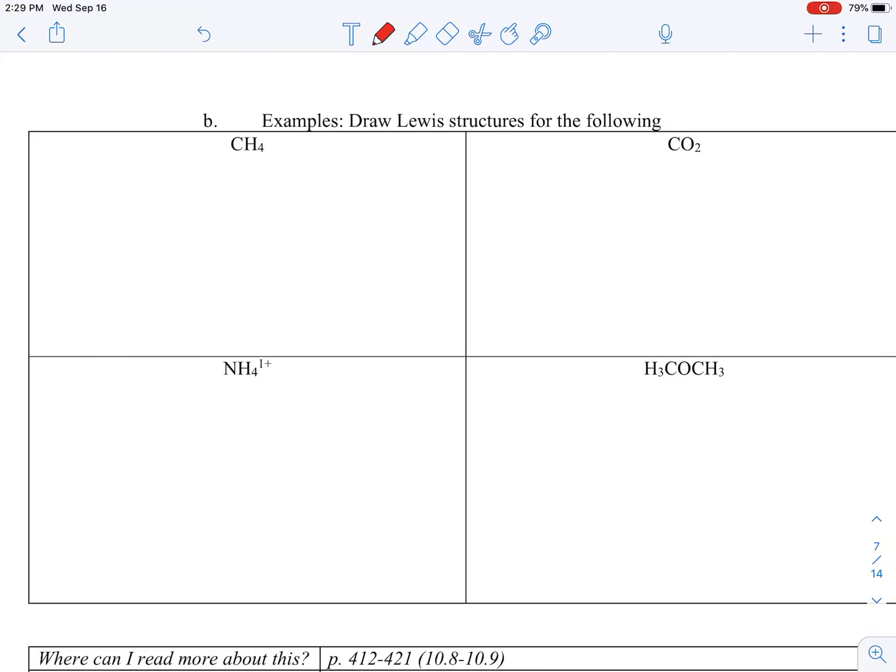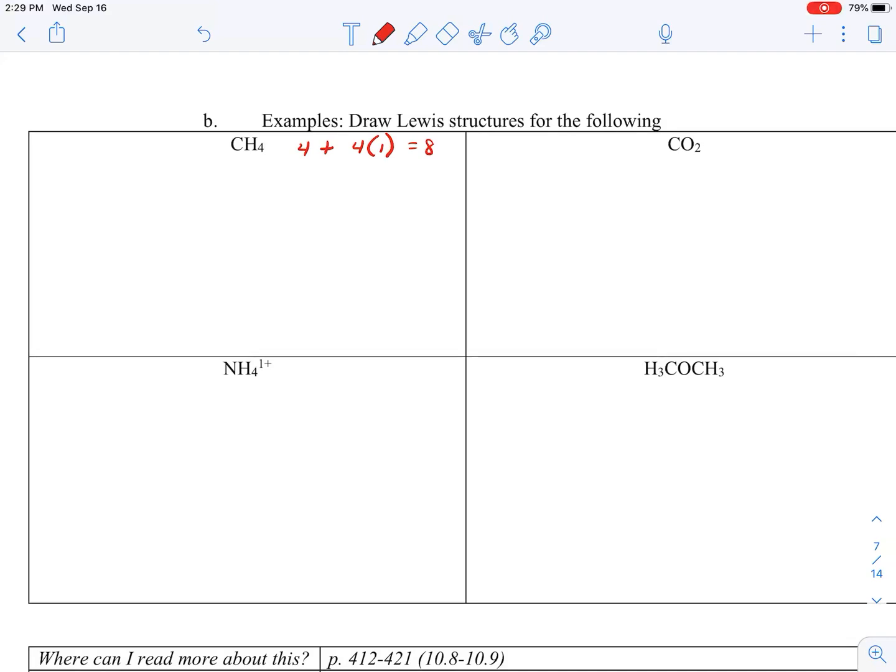So we've got CH4. We're going to start with the first one, CH4, methane. And our first step is to add up valence electrons. So we look at carbon, it's in group 14. It has 4 valence electrons. Then we look at hydrogen, it's in group 1. Each hydrogen has 1, so we have 4 times the 1, giving us 8 valence electrons. So we can place 8 valence electrons.